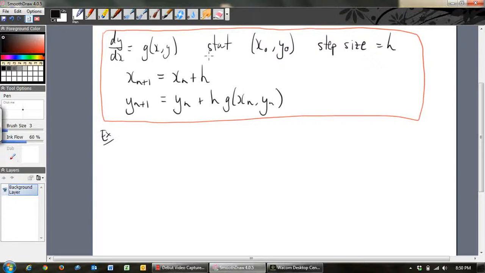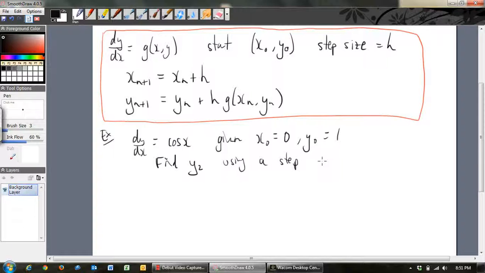I'll try to fit it on one page so you can have this here while I'm doing the answer. So if we've got something like this, dy dx is equal to cos x, and we're given that x0 equals 0 and y0 equals 1, then we'd like to find y2, using a step size of 0.1. Okay, so let's have a look at what this means.